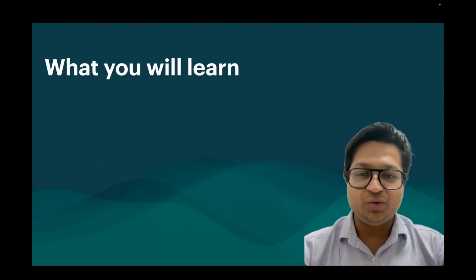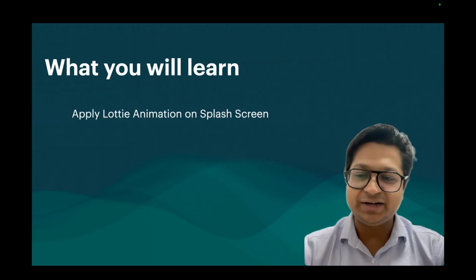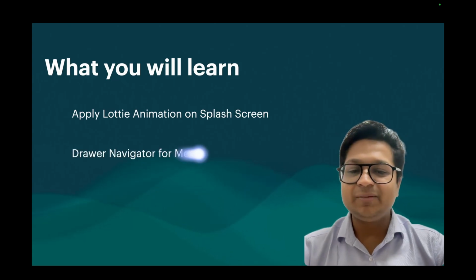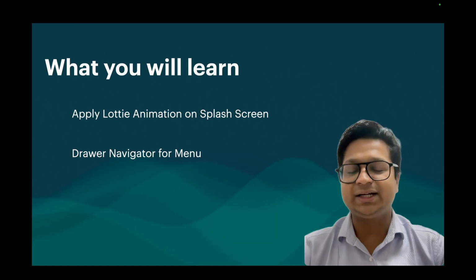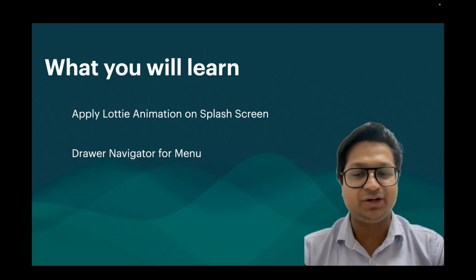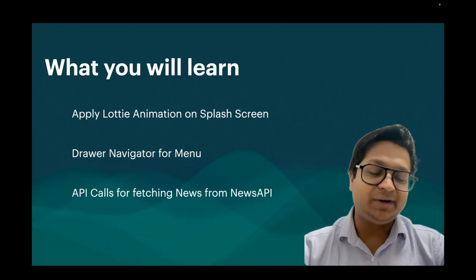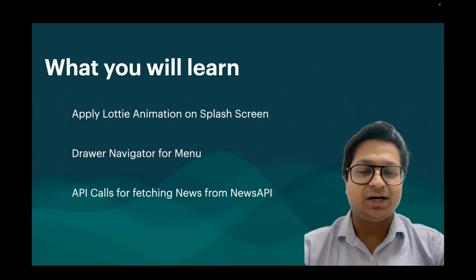This is how the application will look to you. So in this tutorial, let me tell you step by step what you are going to learn. First we'll be creating one splash screen and implementing the Lottie animation. Then we'll be implementing the home screen. But before that, we also need a drawer navigator for the menu so that on whichever option I click, it will open the page of that particular news category. Then we are going to use the API calls. So I'll be telling you how to use useEffect and Axios to fetch the news from the News API.